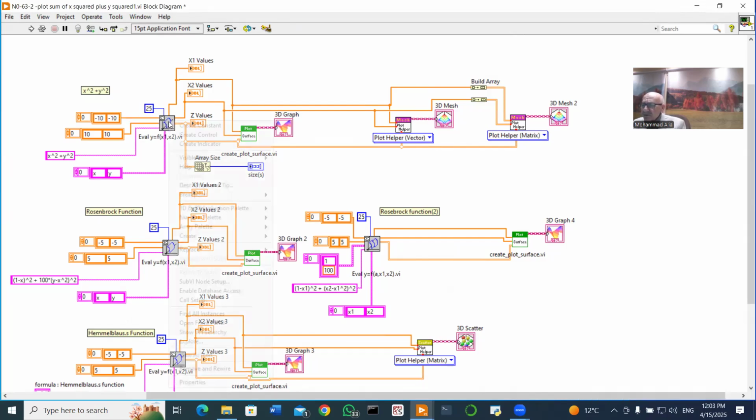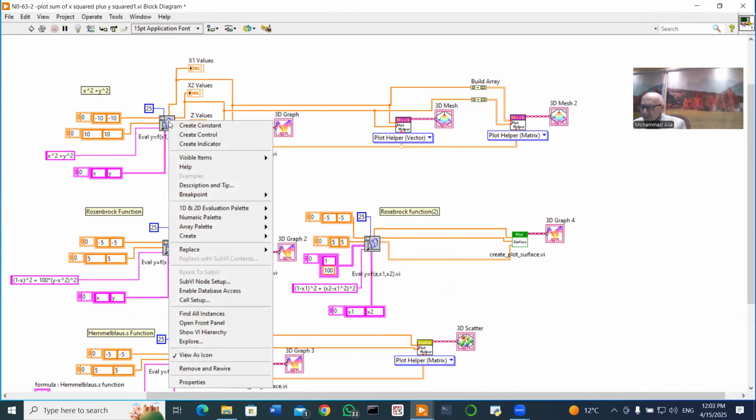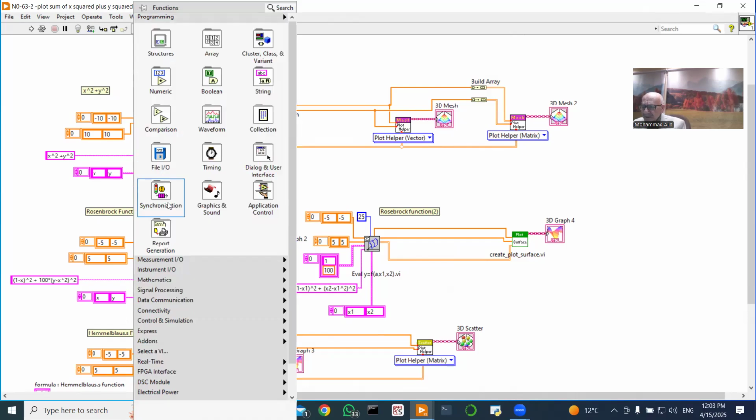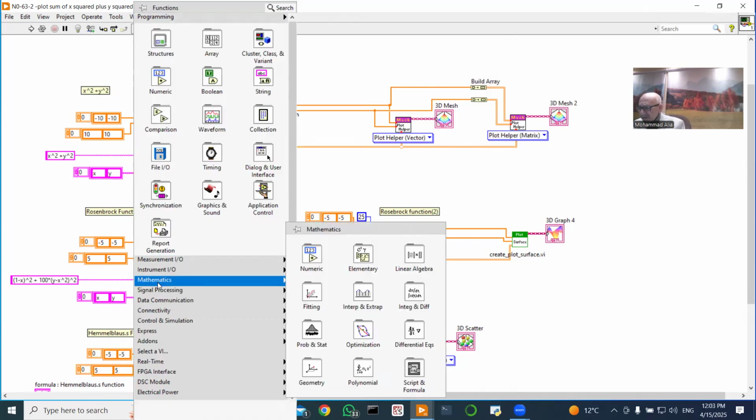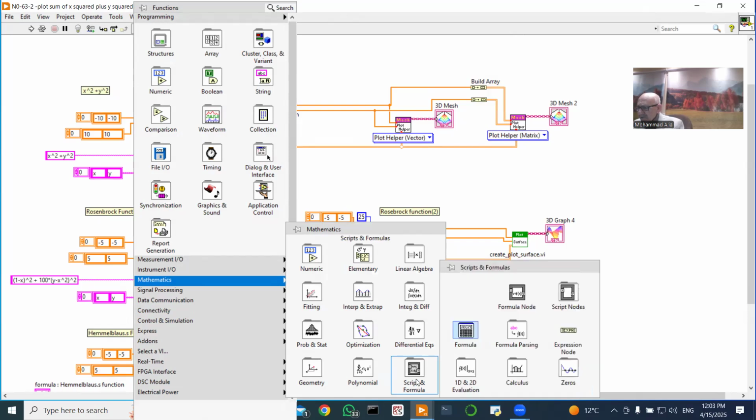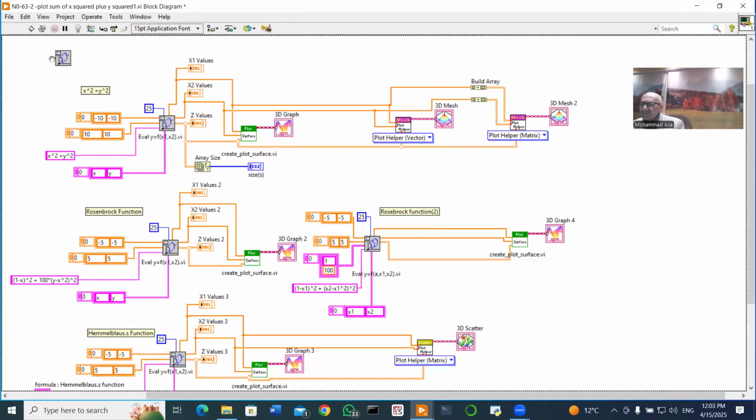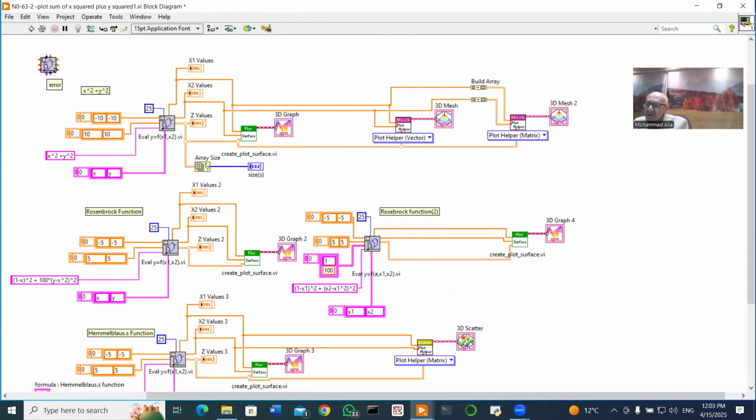This function, as I told you, is located in the mathematics palette. Here in mathematics, we go to script and formula, and to one-dimensional and two-dimensional evaluations, and there is our function. It is this one. As you see here, this terminal, which is called y values, is a two-dimensional array.